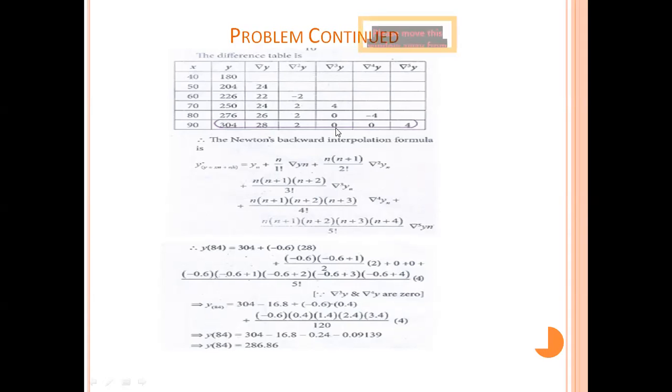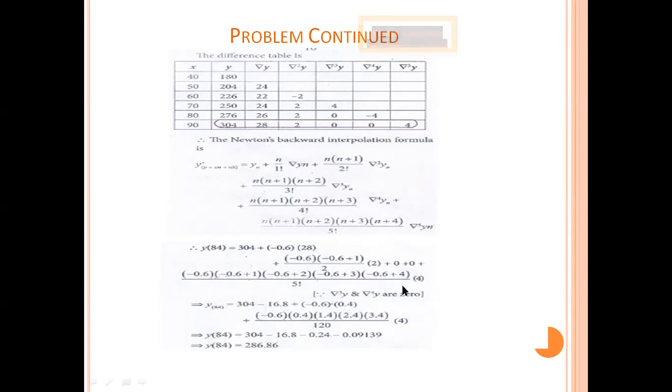Now the del cube yn and del power 4 yn values are 0, so those terms will be 0, but for del power 5 we have 4. So we have to write that clearly. We will use the term n into n plus 1 into n plus 2 into n plus 3 into n plus 4 divided by 5 factorial into del power 5 yn, where the value is 4. So we are substituting that.